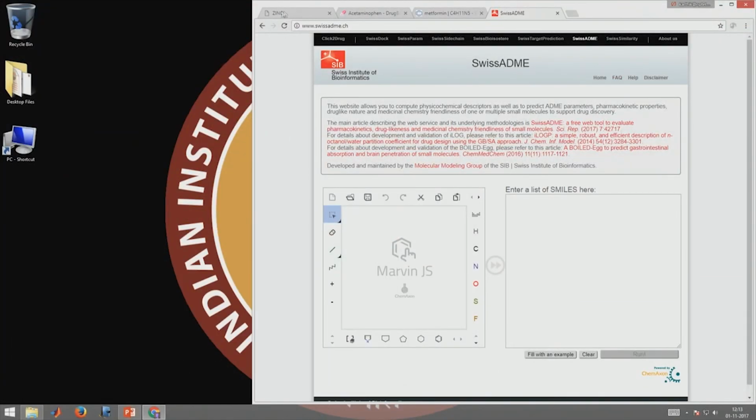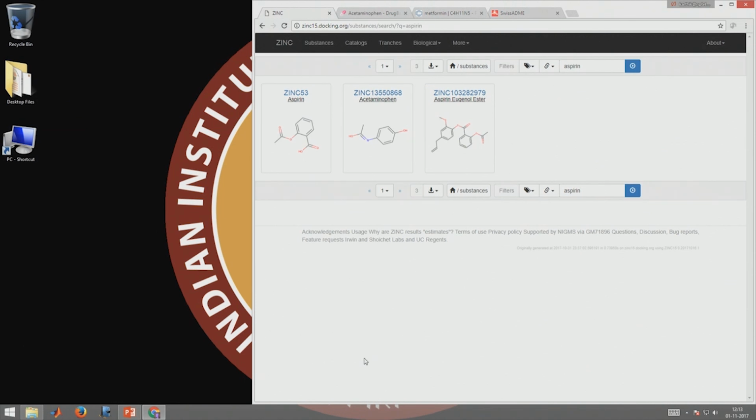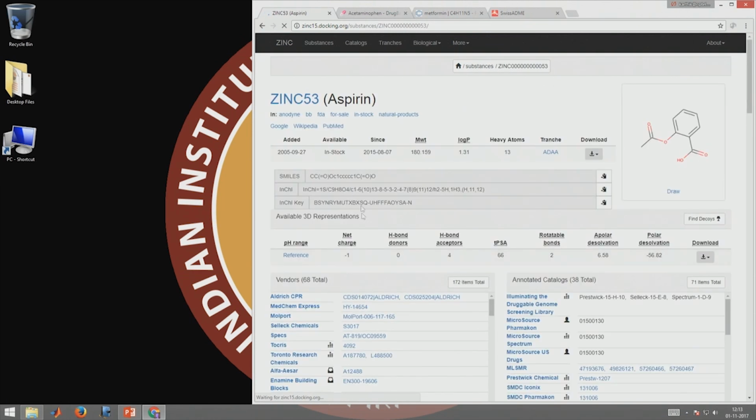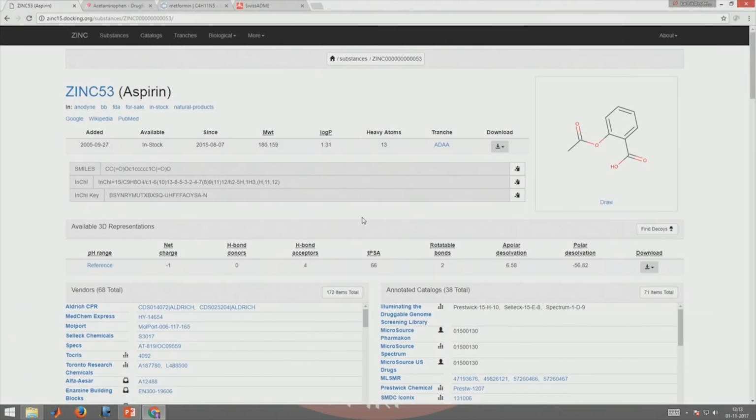The first one is ZINC 15, as I said. I just typed in aspirin. Aspirin is a very common drug, used as an antipyretic, for pain, and also for platelet deaggregation and so on. This is also known as acetyl salicylic acid.